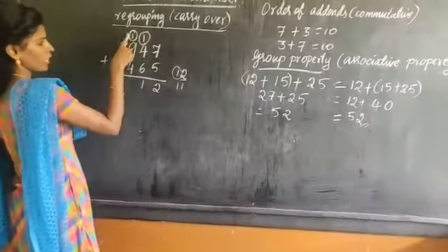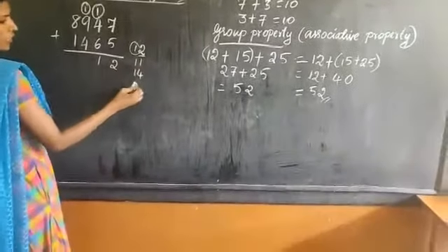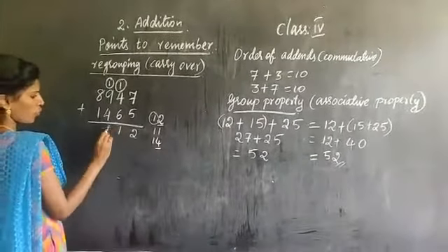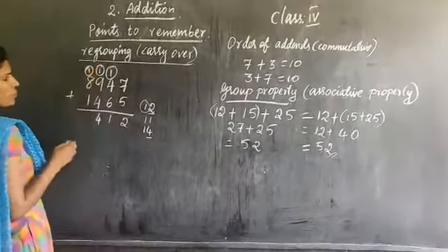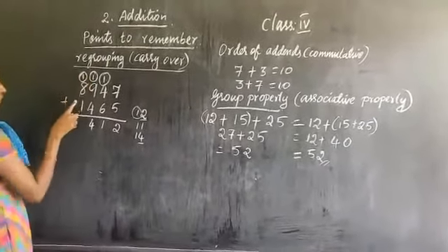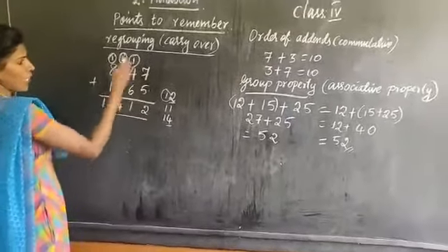Again 9 plus 1, 10. 10 plus 4, 14. So in 14, the right side number is 4. Only 4 you will write here and the left side number 1 you will carry to the next digit. Again 1 plus 8, 9. 9 plus 1, 10. So this is the answer. This is called carry over.